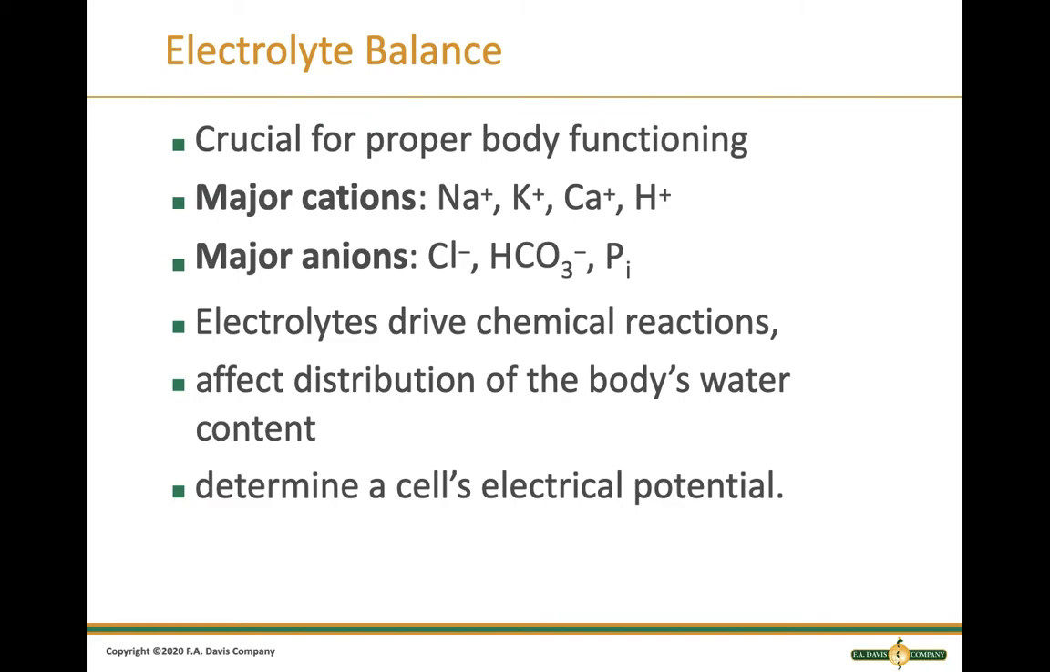Alright, next we're going to talk about electrolyte balance. Electrolytes are crucial for proper body functioning. The major cations, positive ions, are sodium, potassium, calcium, hydrogen, and the major anions are chloride, bicarbonate, and phosphate. So 3 functions of electrolytes: they drive chemical reactions, they affect the distribution of the body's water content, and they help determine a cell's electrical potential, which determines its resting membrane potential and its ability to send action potentials.